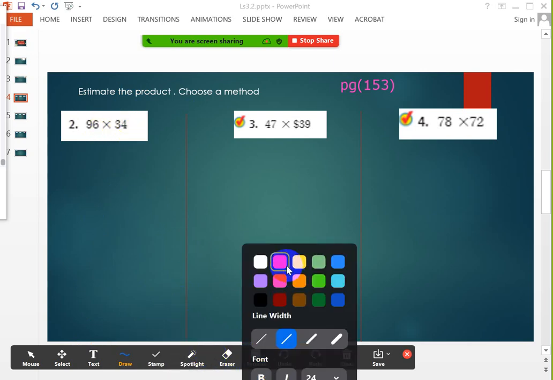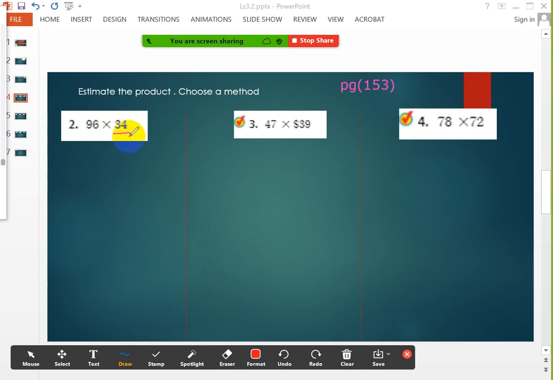Okay, I will change the color. What about 34? Also 34, it's between 30 and 40. So it's close to 30 or 40. It's close to what? 30, right? Please, I want you to share with me on the chat. Thank you, Kinda. Thank you, Zan. You gave me the final answer and the correct answer.